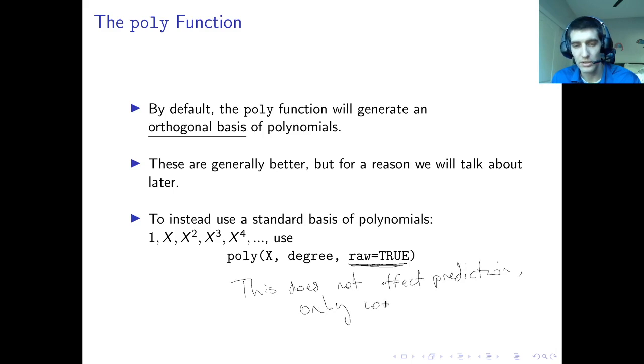Okay, so what happens is you're generating the same polynomial. And so what's happening is you're generating the same relationship between y and x. You just have different predictors to do so. Okay, and the predictors are uncorrelated with an orthogonal basis, whereas with the standard basis they are not.